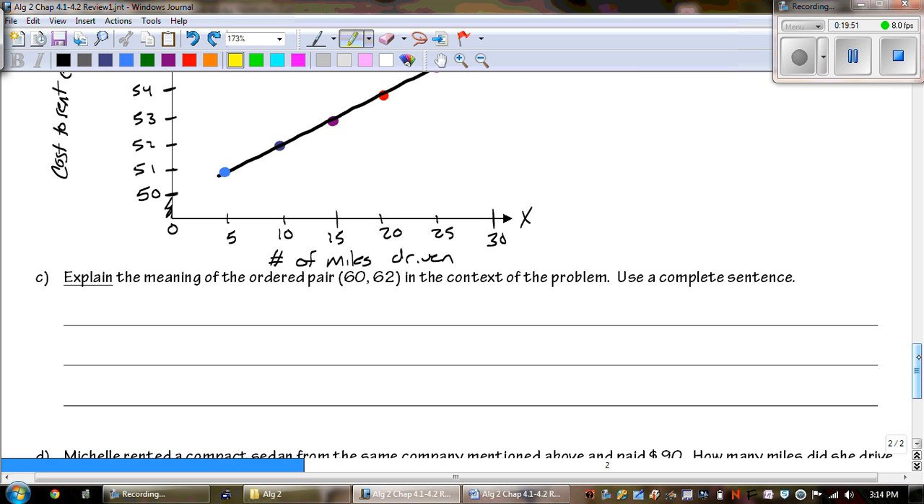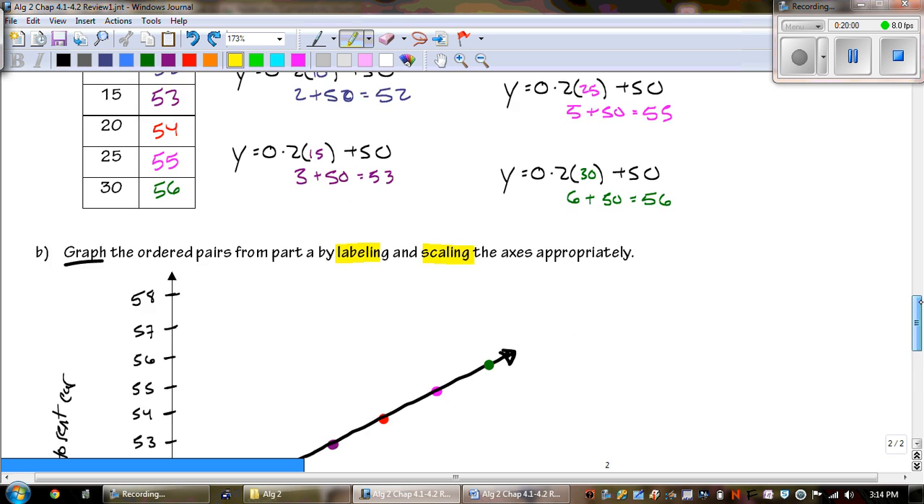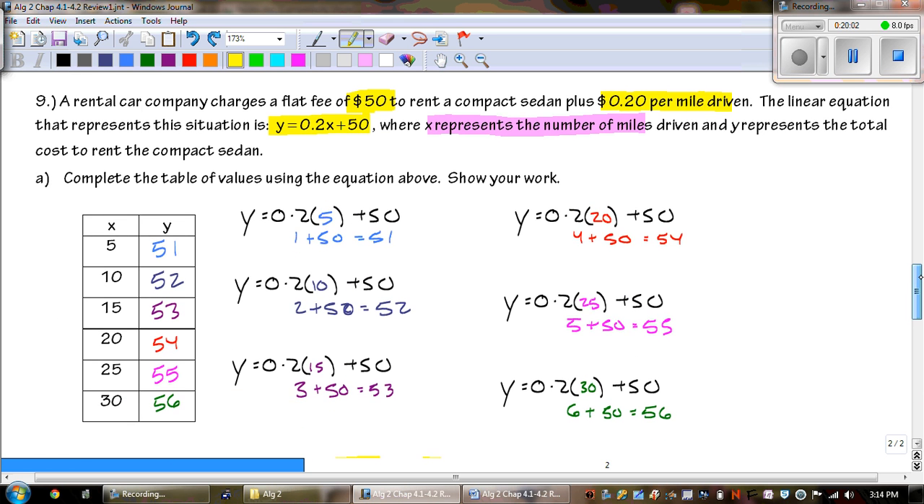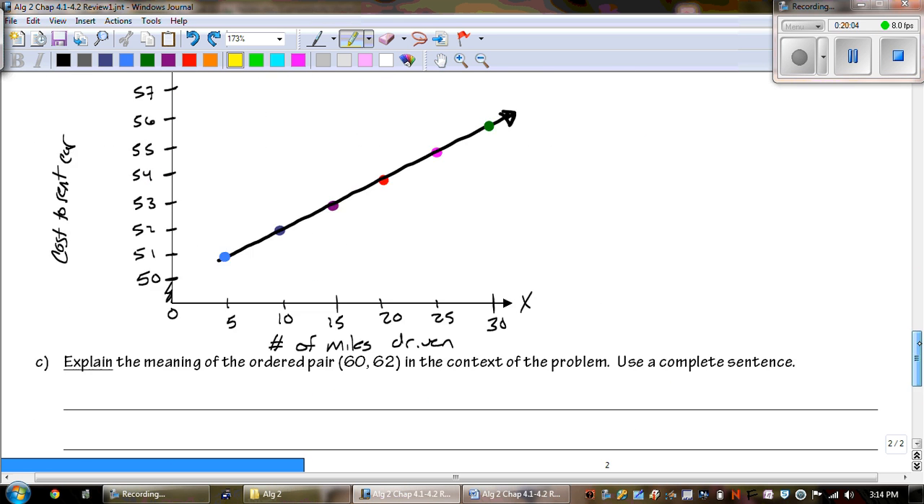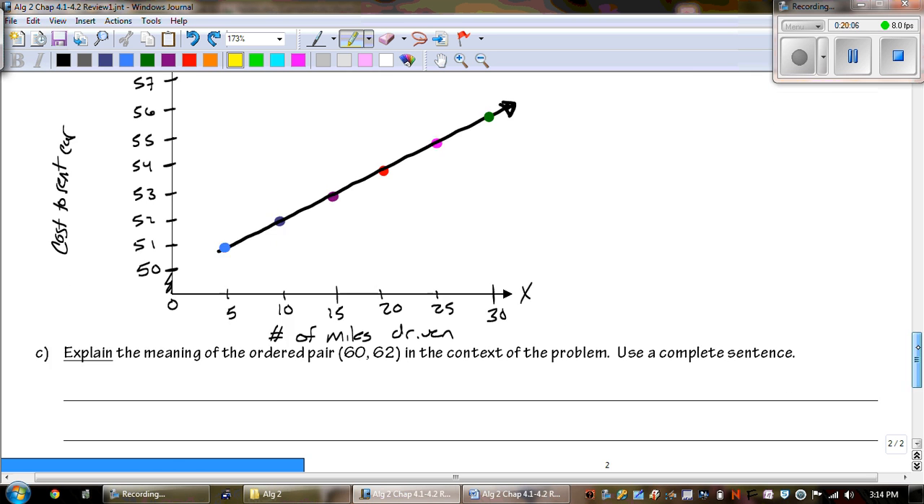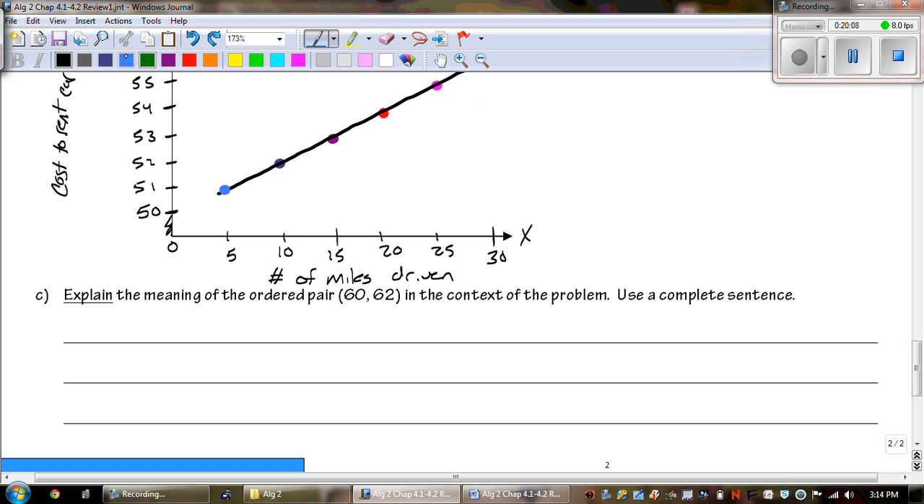All right. So explain the meaning of the ordered pair 60, 62 in the context of the problem. Use a complete sentence. Well, I would refer back up here where it tells us what x and y is, but I've also got it on our graph right here. So that's our X and our Y. So what does the X represent? Well, yeah, X is the number of miles driven.